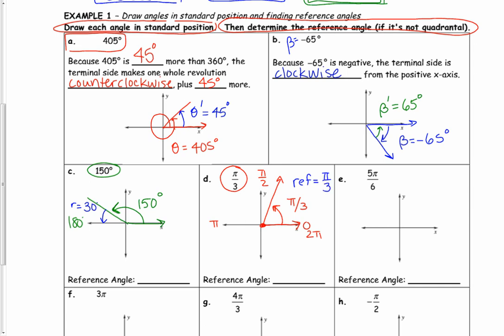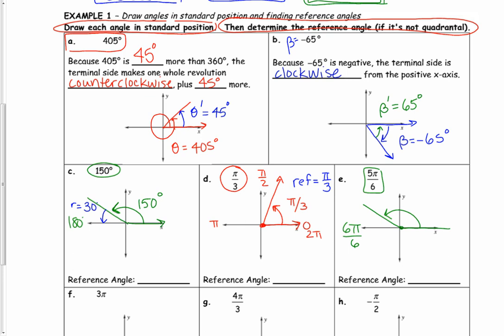All right, E is 5 pi over 6. Well, how much is this? Is this more than a half a pi or less than a half a pi? Where's it going to land? Well, if this is pi, in terms of sixths, how many sixths is 1 pi? Well, 1 pi would be 6 sixths. So 5 sixths is going to be close to a whole pi.